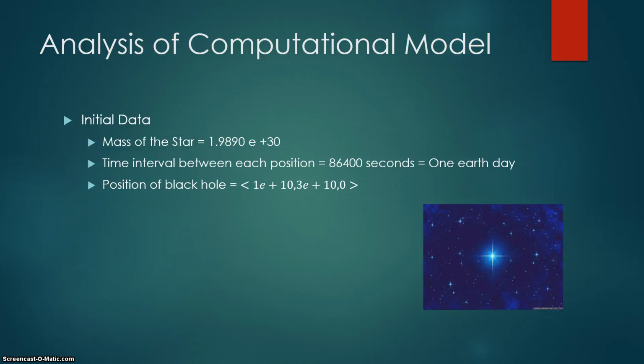Let's start the analysis of the computational model that helped us to accomplish our goals stated a few minutes ago. The data we were given about the system includes the star's mass, which is 1.9890 times 10 to the 30, the time interval between each position data, which is 1 Earth day or 86,400 seconds, and of course the different positions of the star throughout the time, which won't be stated one by one. Now, the numerical quantities we have about the surroundings, or the black hole, include its position, which is the vector (1 times 10 to the 10, 3 times 10 to the 10, 0). After the computational model runs, the black hole's mass is calculated.